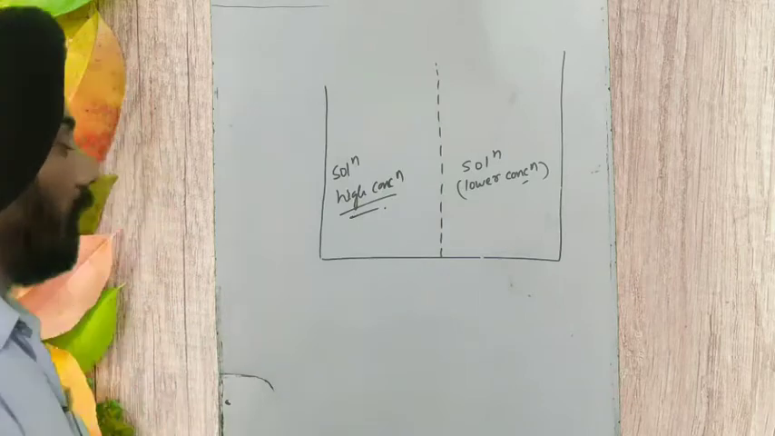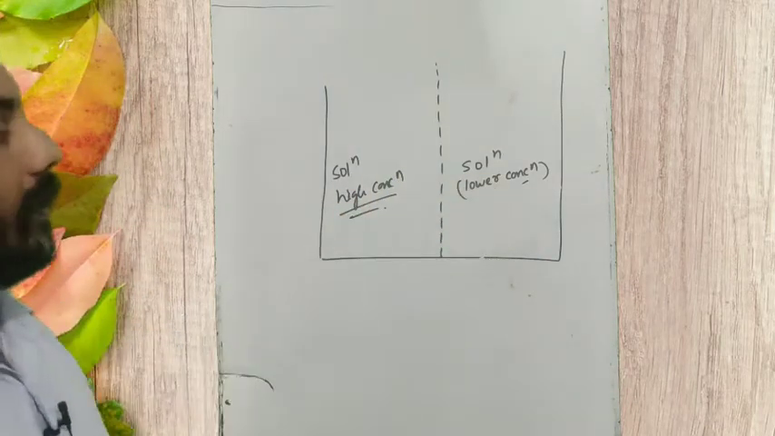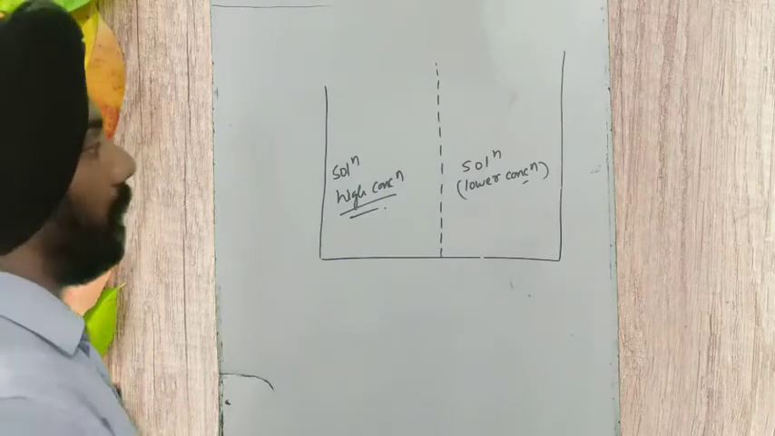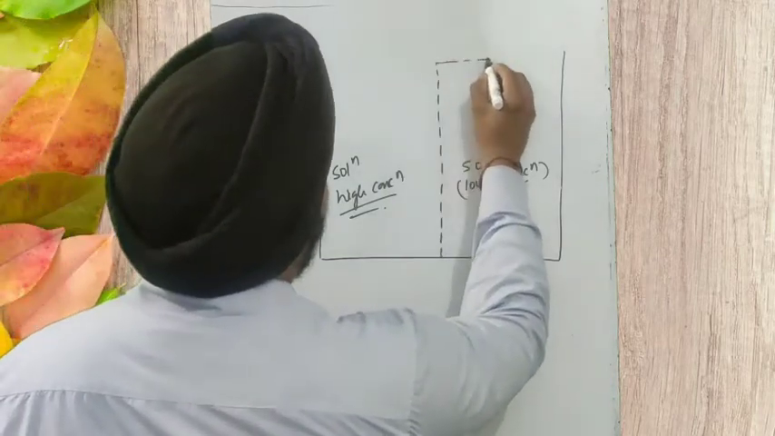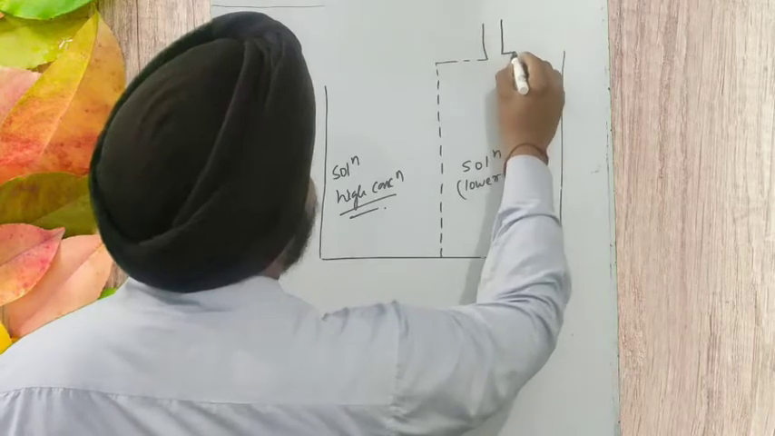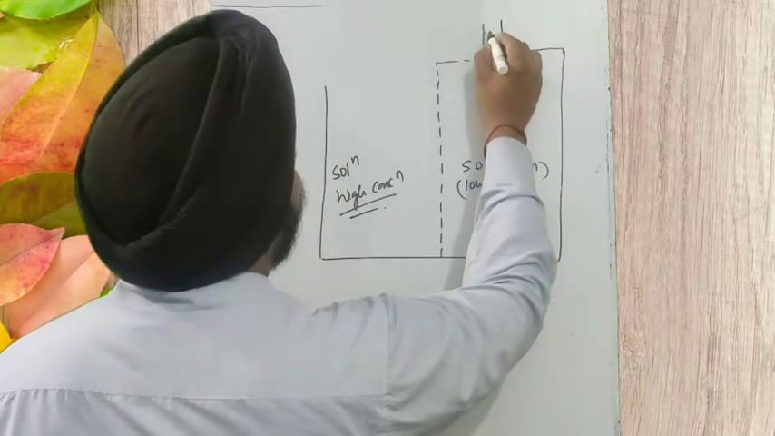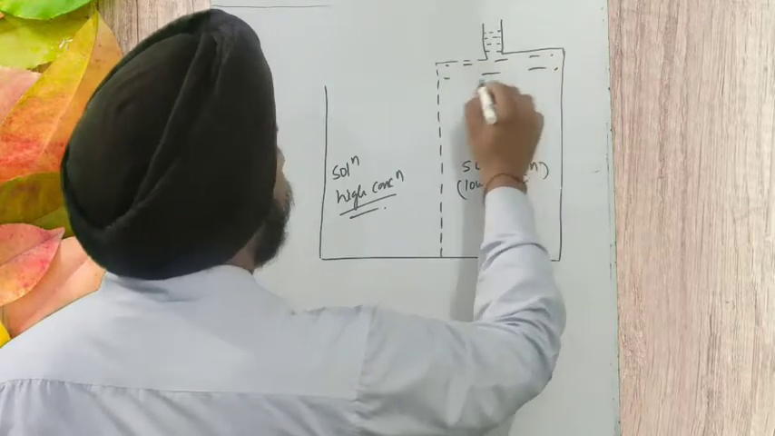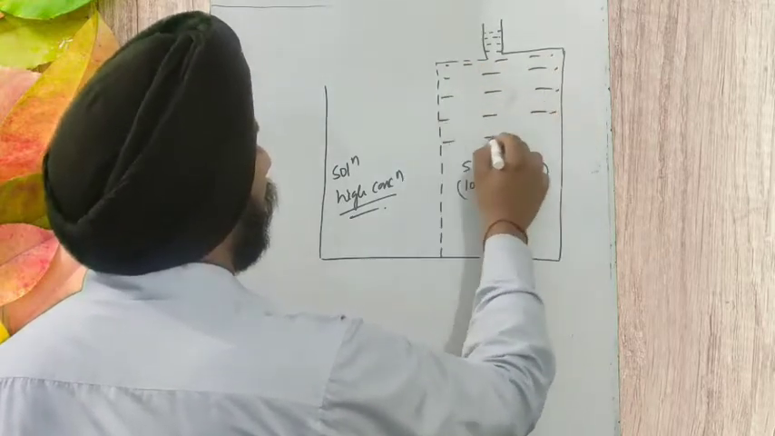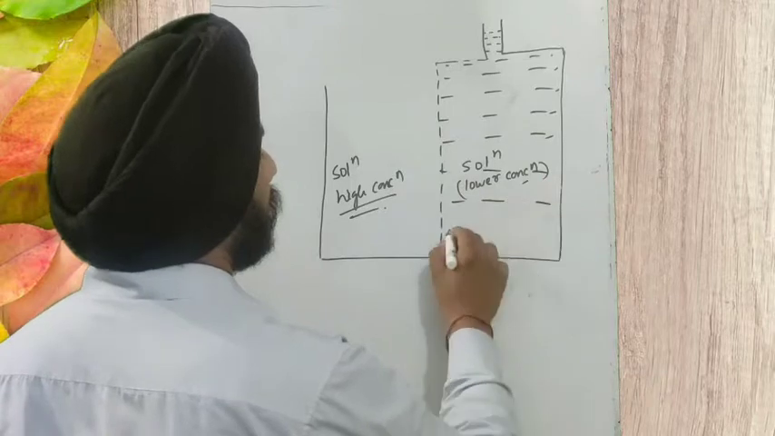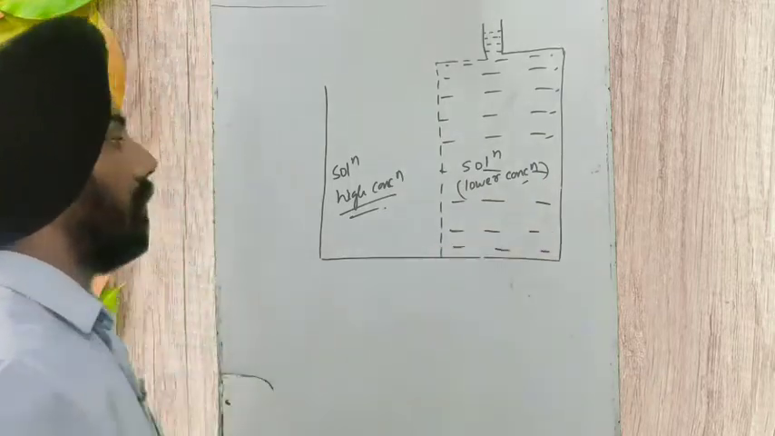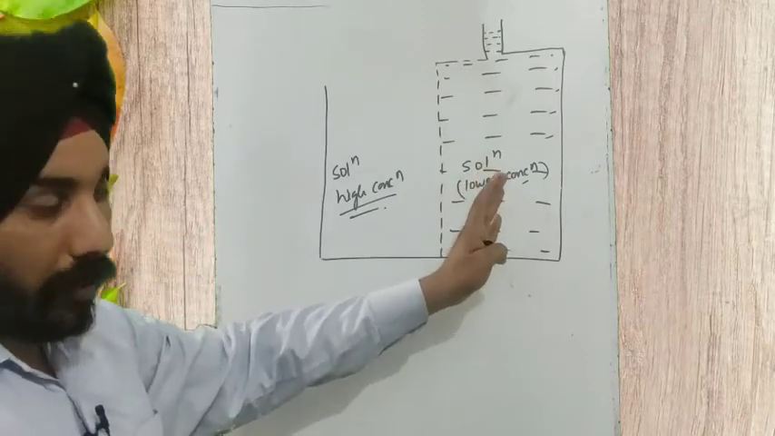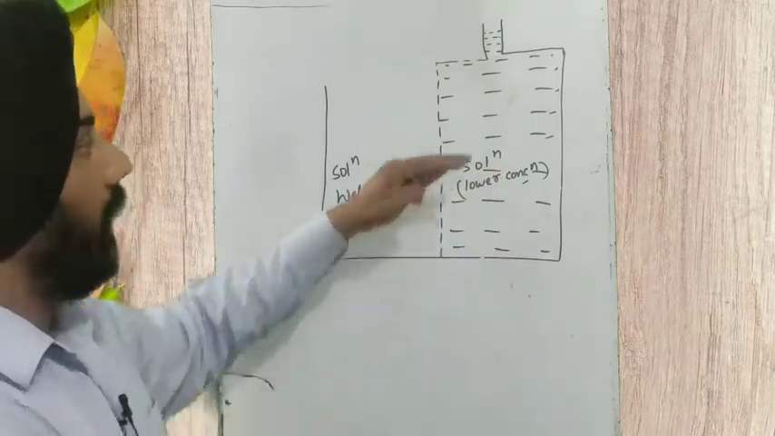Okay, higher concentration of solute, lower concentration of solute, and they both are separated by the semi-permeable membrane. Here I have kept a glass tube and it is filled till here. This will tell us whether the solvent molecules are passing or not passing from the lower concentration to higher concentration. If this level is going to decrease, then that means the solvent molecules are passing to the other side.